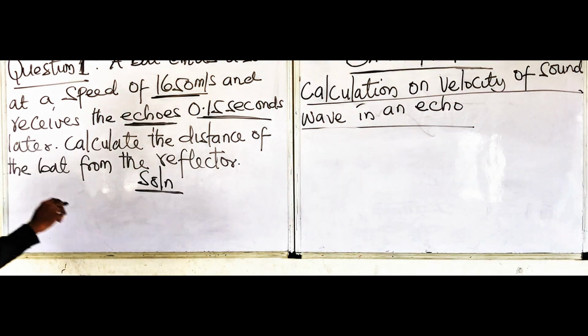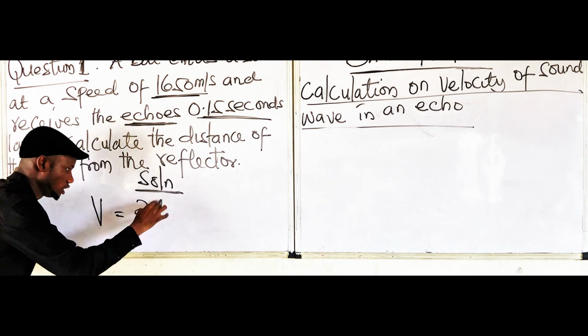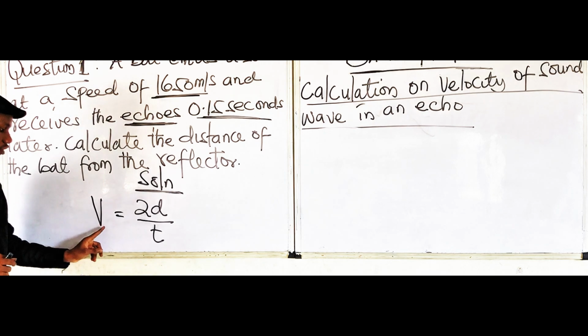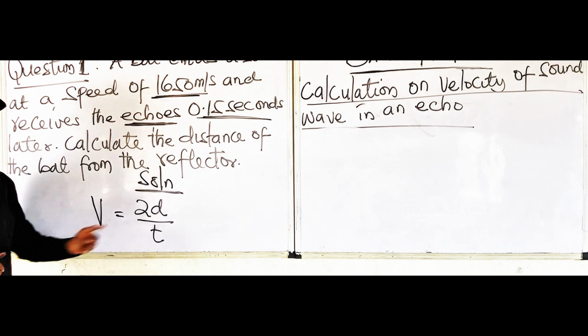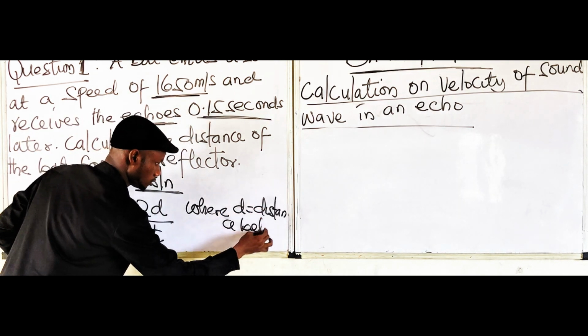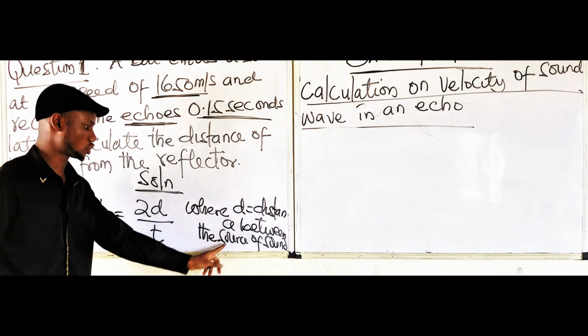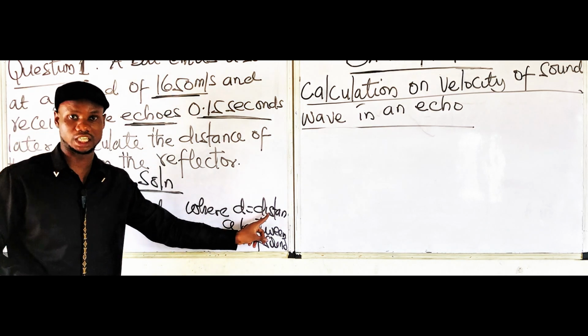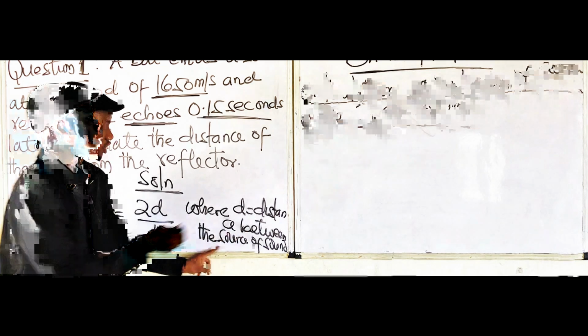The velocity of echo is V = 2D over T, where D is the distance between the source of sound and the reflector, T is the time taken, and V is the velocity. Please take note, this D is not only distance, it's the distance between the source of the sound.